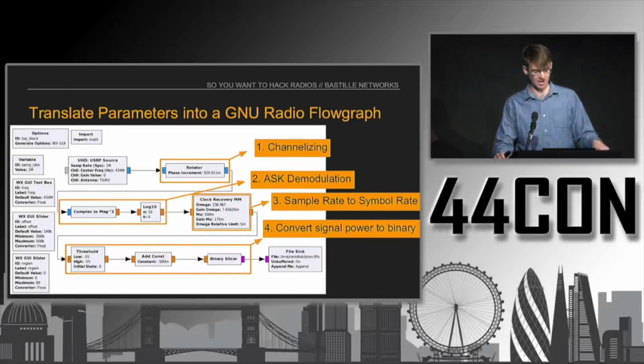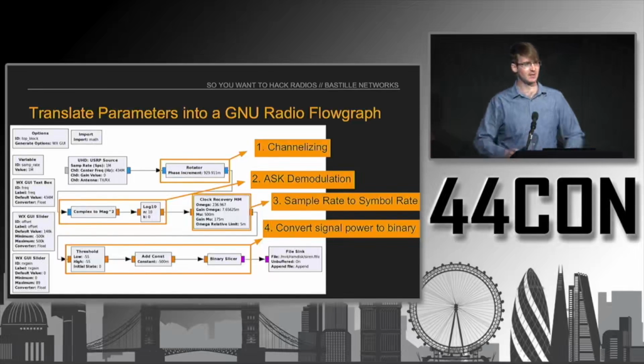That second block, labeled number 2, is essentially our amplitude shift keying demodulation. The complex to mag squared is taking the power of the signal, and then the 10 log 10 block is basically converting it from whatever complex to mag squared produces to dB, which is a more normalized scale.